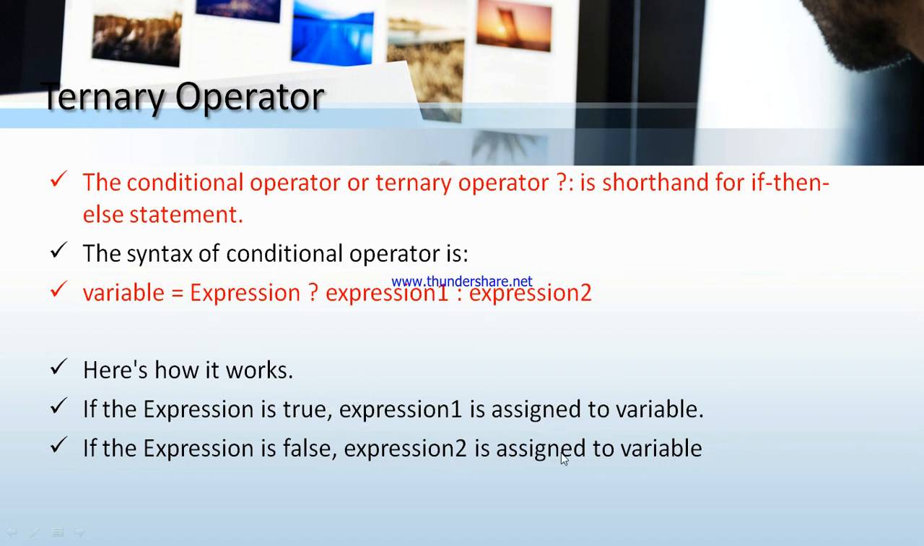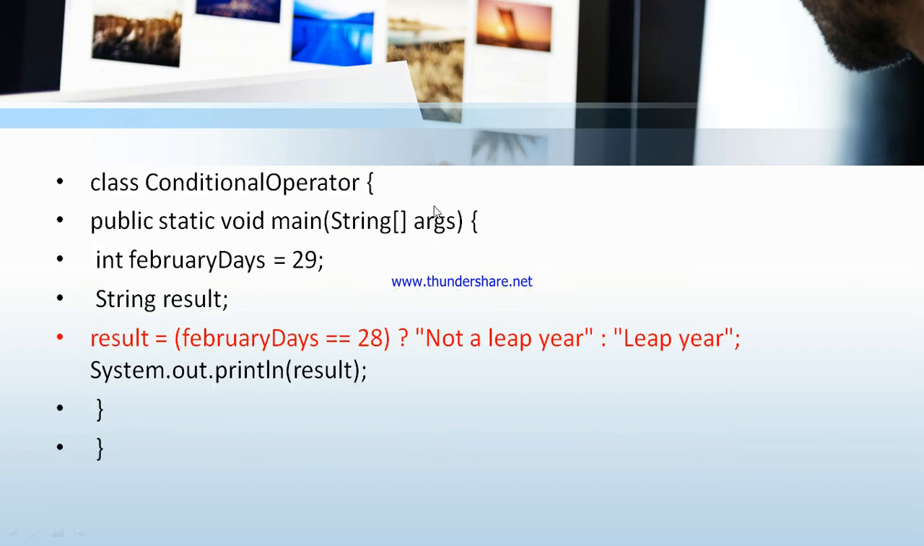If the expression is false, expression 2 is assigned to the variable. That is, whenever I check the condition, it will assign the value of expression 1 if the condition is true. If false, it goes to the other expression by default. So we'll see the example here. Leap year example, you can clearly understand.